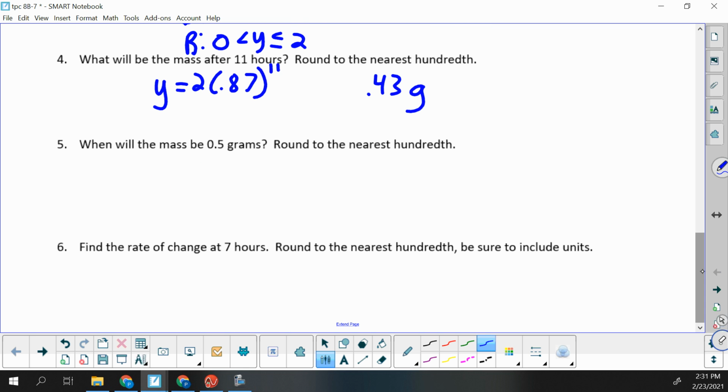Next up, we want to know when will the mass be 0.5 grams? Well, mass was a y value. So we'll have 0.5 equals 2 times 0.87 raised to the x. We've got to divide by 2. That'll give us 0.25 equals 0.87 to the x.